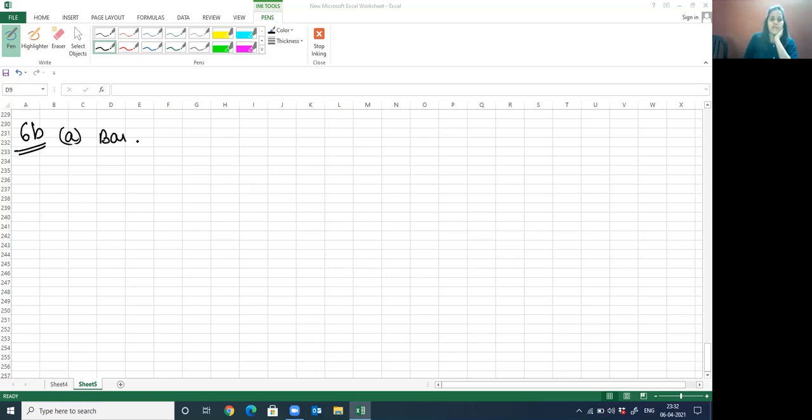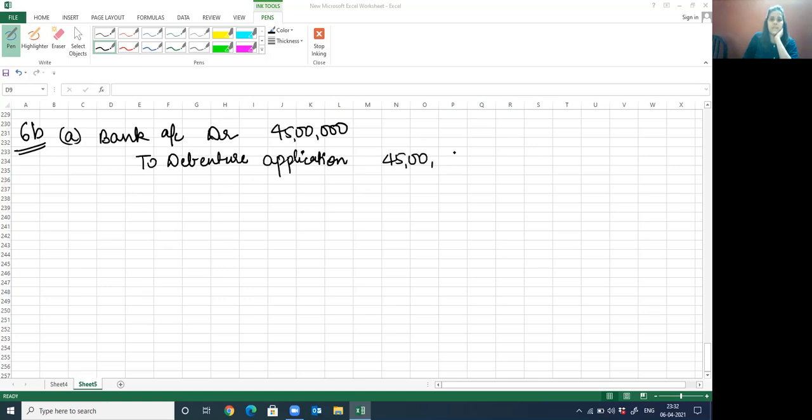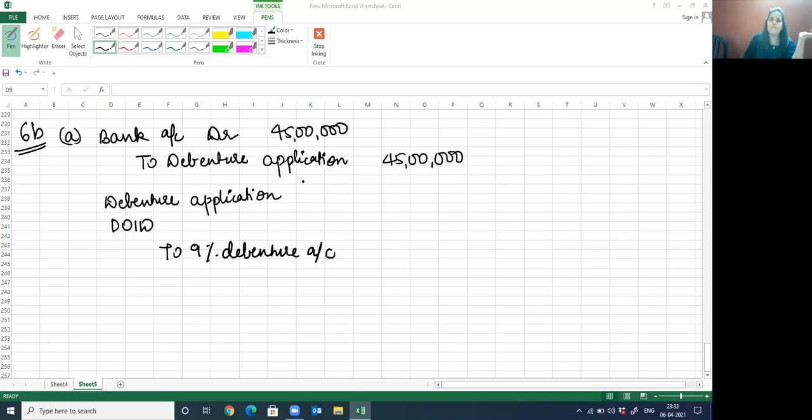So your journal entry will be bank account debit. So you are receiving 90%, so that is 45 lakhs, to debenture application. Then you will do debenture application, and discount on the issue of debenture, to 9% debenture account. Okay, so here will be 45 lakhs, here will be 5 lakhs, and here will be 50 lakhs.